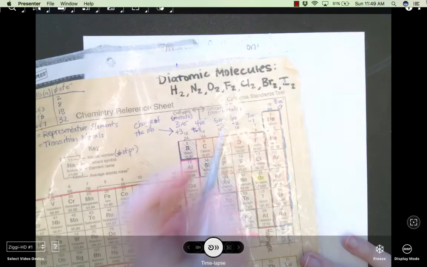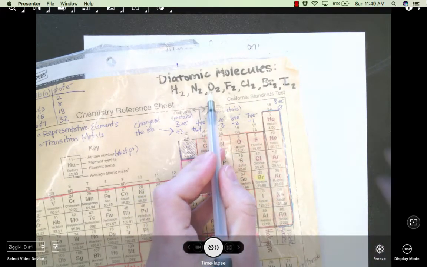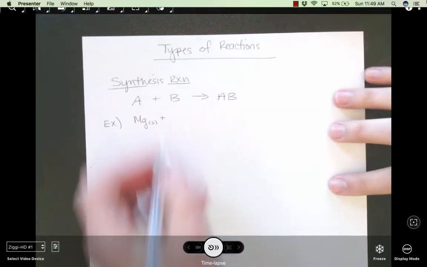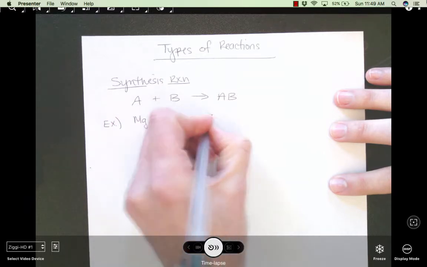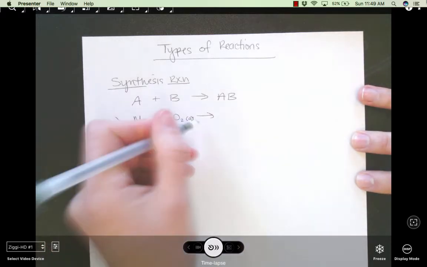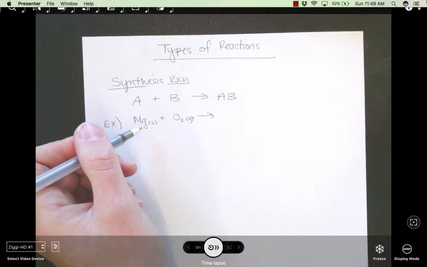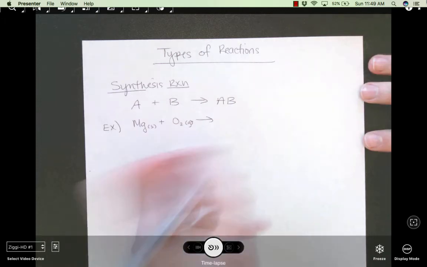If you look over here, oxygen is a gas and it's on the diatomic list. So when I write oxygen, I'm really going to write O2, and I know that it's a gas. So I'm going to take oxygen, which is a gas, and combine them together. When you combine elements together, you have to remember that sometimes they form ionic compounds. So in this situation, an ionic compound forms.